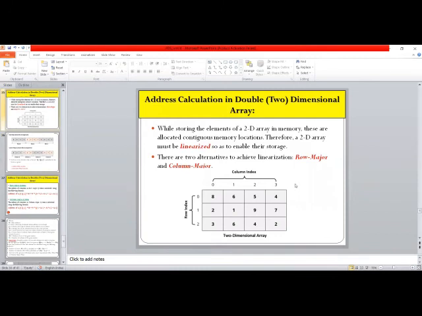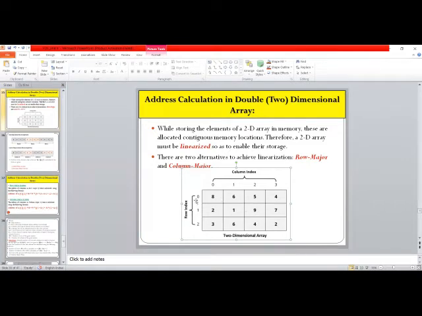Now, address calculation in a double dimensional array, that is a 2-dimensional array. The elements will be stored in row and column format. As you can see here in this figure, this is nothing but a 2-dimensional array. The number of rows are 1, 2, and 3, and the number of columns are 1, 2, 3, 4.